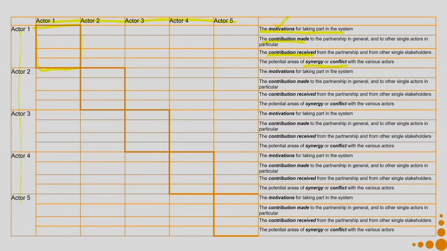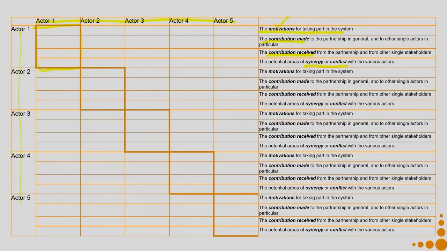Now, what is the contribution that they make to this particular partnership, to themselves? So this is the contribution that they make to the entire partnership. Their main contribution is, they might be the people who bring in the money, the main drivers of this particular system, the major owners of the system and so on. And what contribution do they receive from other partners? This can be in terms of material, product, service and so on.